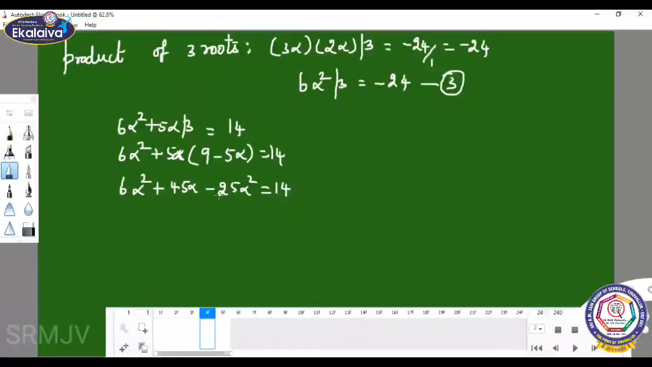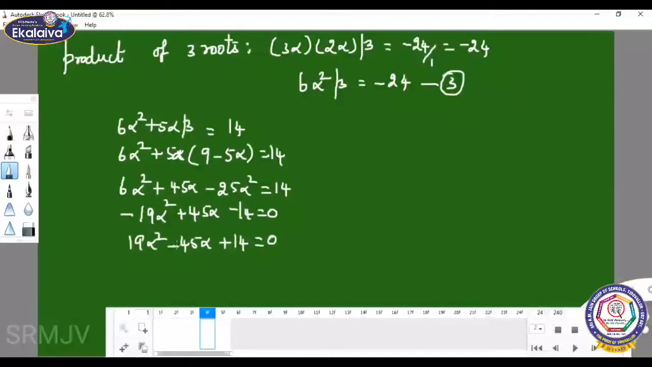So what is the answer? Minus 25 alpha square plus 6 alpha square is nothing but minus 19 alpha square plus 45 alpha minus 14 equal to 0. Change the sign, because in the coefficient of x square the minus term is there. 19 alpha square minus 45 alpha plus 14 equal to 0.